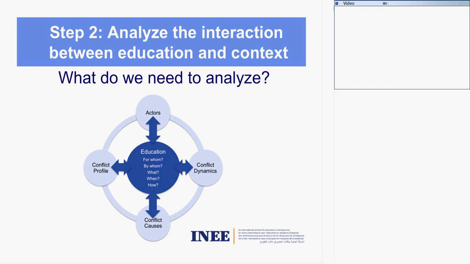Then we get perceptions. How do people in our programming area perceive our staff and our project? Procurement of supplies. From whom did we purchase supplies? Is it the school construction materials or the teacher? Teachers were hired. Which teachers were not hired and why? And how does this affect the perception of our agency or the conflict dynamic? This is overwhelming.